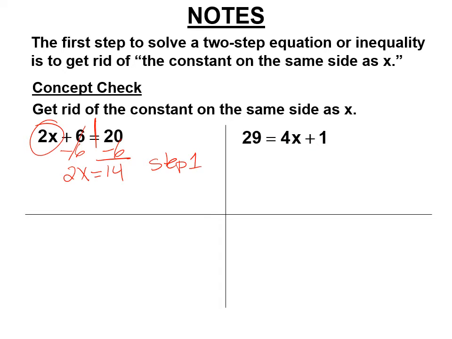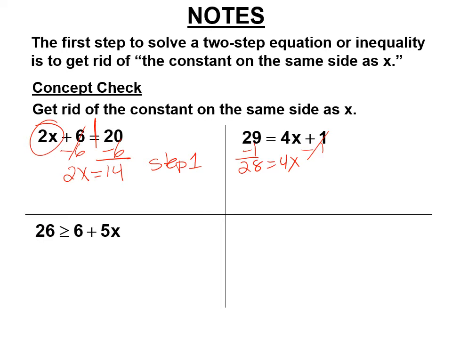Same thing here. What would be the first step? The constant on the same side as x is this 1. So it's add 1, so you subtract 1 from both sides. And there's step 1. Now hopefully you look at those and you say, oh, I can solve those.